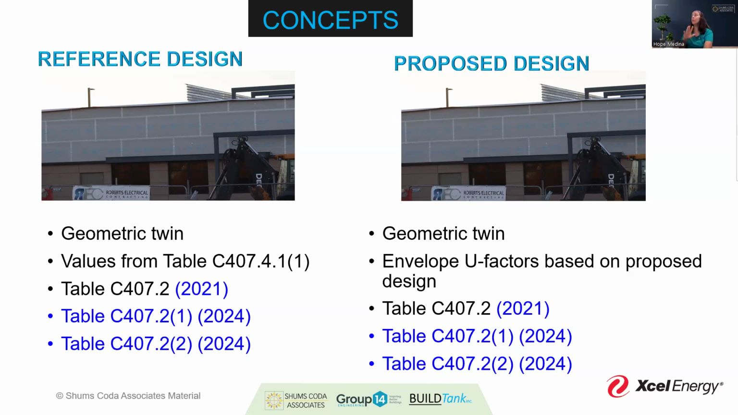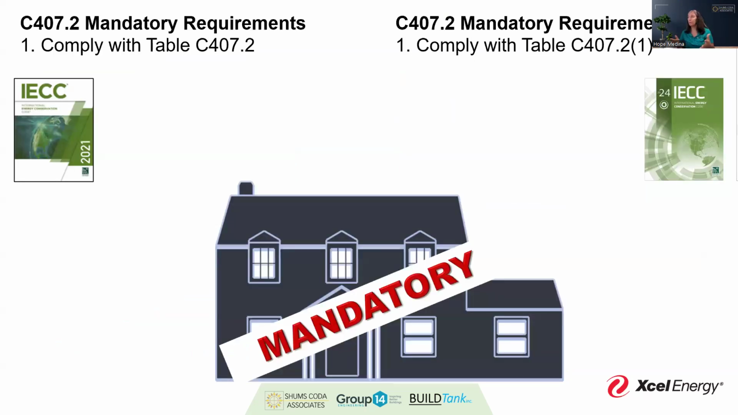So now we're going to dive into what exactly the sections are requiring out of the code. So the first thing is the mandatory section. So C407.2 states the mandatory requirements that you have to comply with table C407.2.